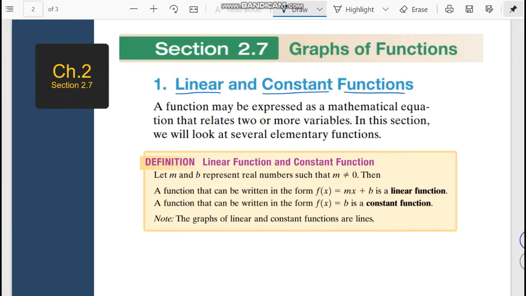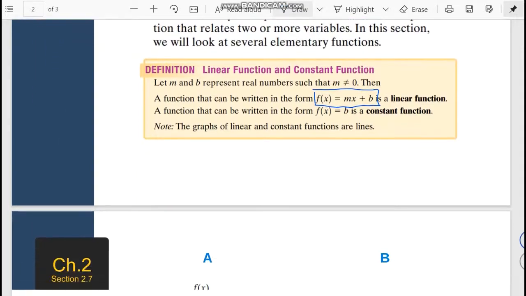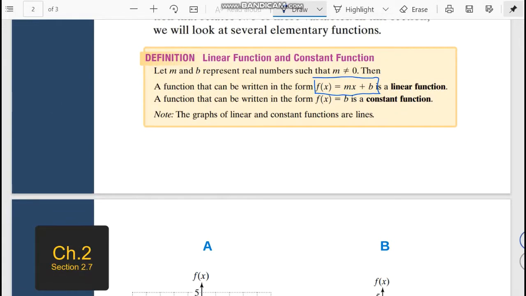Let me read the definition, and maybe this will bring you some memories from a couple of weeks ago that we worked on something similar to this. Definition: linear function and constant functions. A function that can be written in the form f(x) = mx + b is a linear function. Let me just move a little bit up here and check if you have this in your memory. f(x) = mx + b.